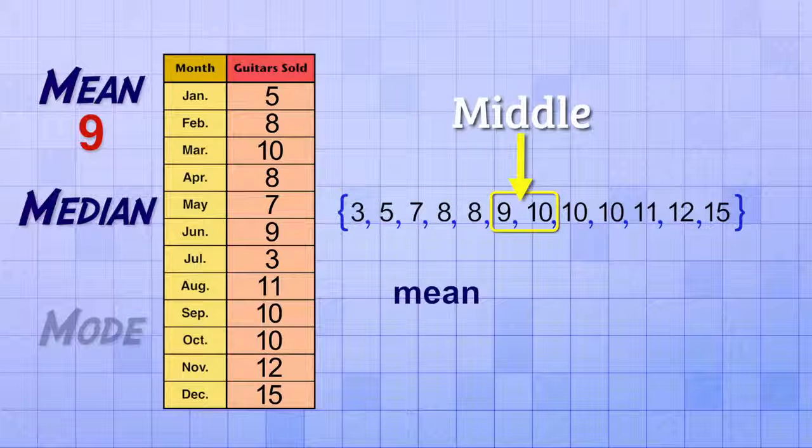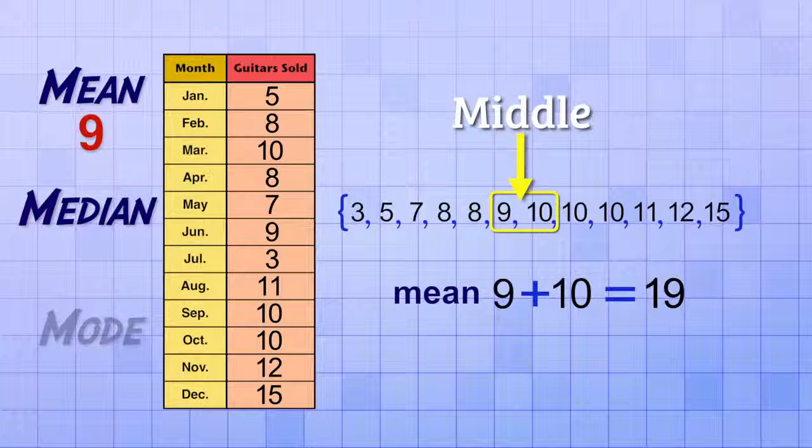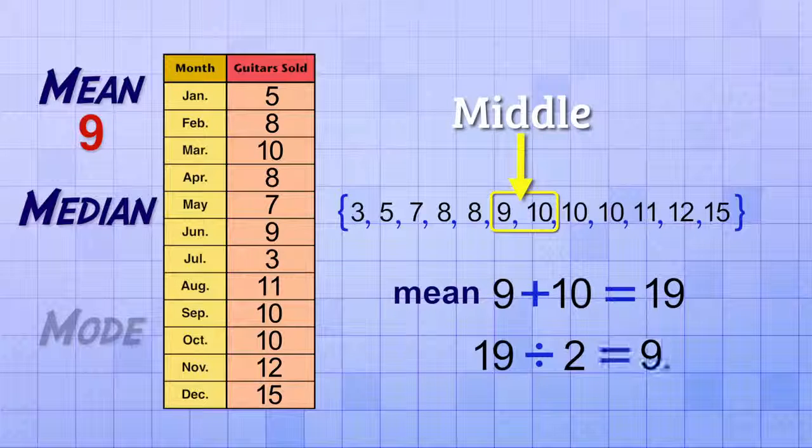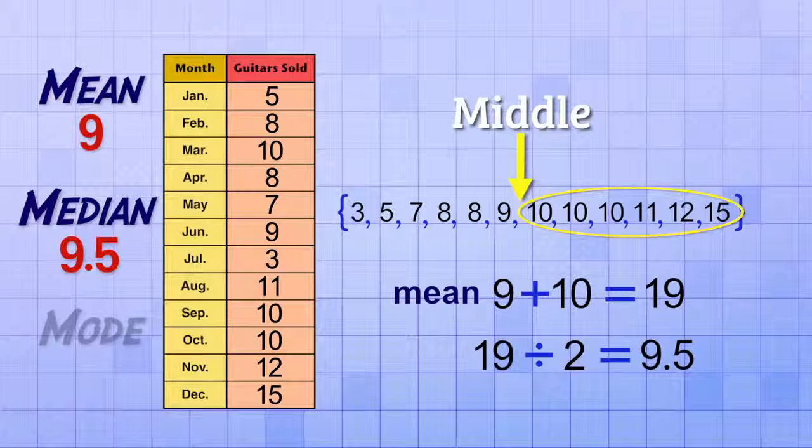So we need to take the mean of 9 and 10. That's easy. 9 plus 10 equals 19, and then 19 divided by 2 is 9.5. So the median number of guitars sold is 9.5. That means that in half of the months, he sold more than 9.5, and in half of the months he sold less than 9.5.